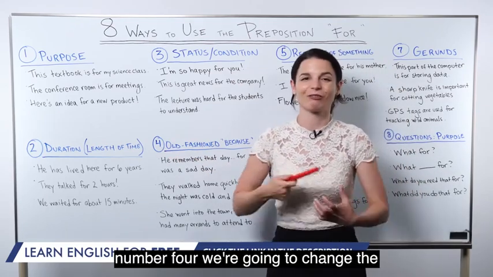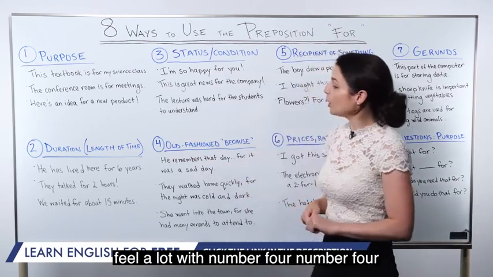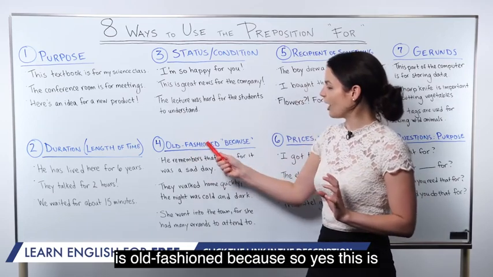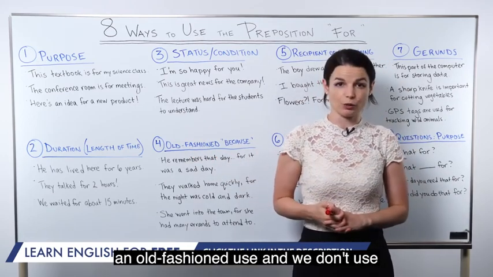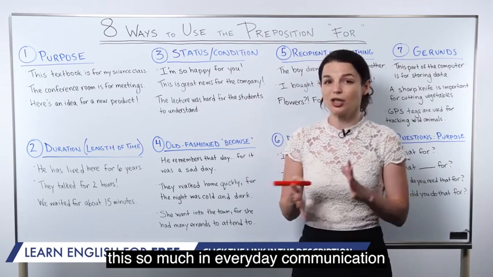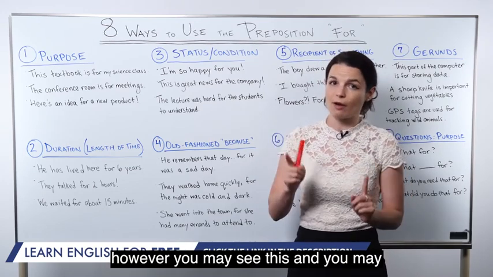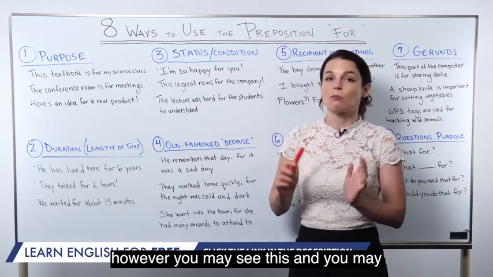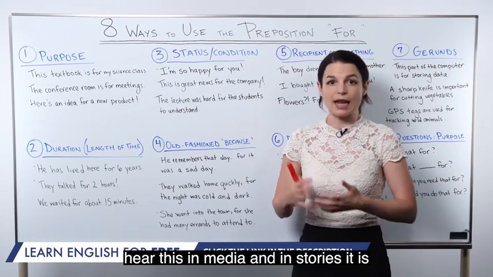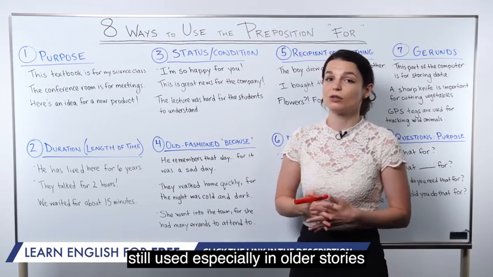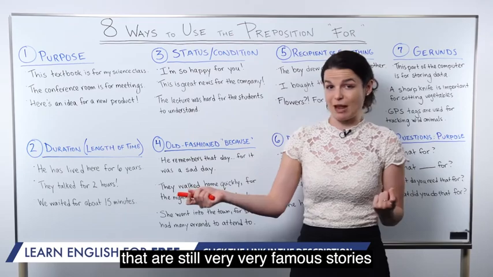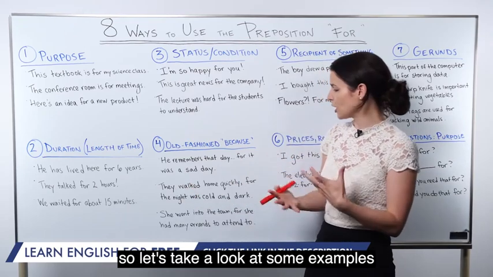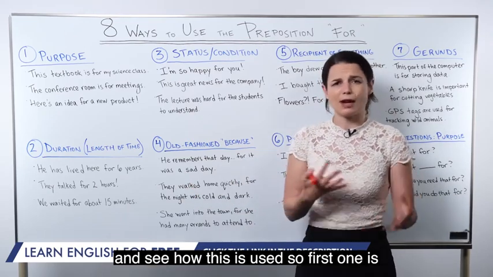We're going to change the feel a lot with number 4. Number 4 is old-fashioned "because." So yes, this is an old-fashioned use, and we don't use this so much in everyday communication. However, you may see this and you may hear this in media and in stories. It is still used, especially in older stories that are still very, very famous stories. So let's take a look at some examples and see how this is used.